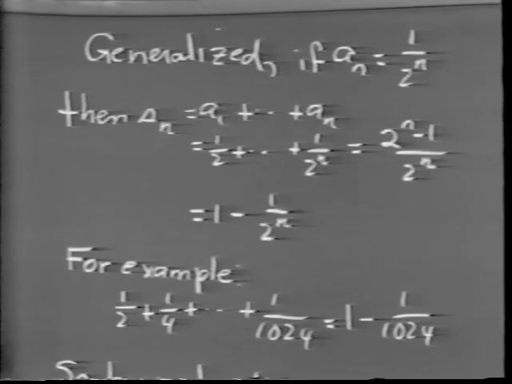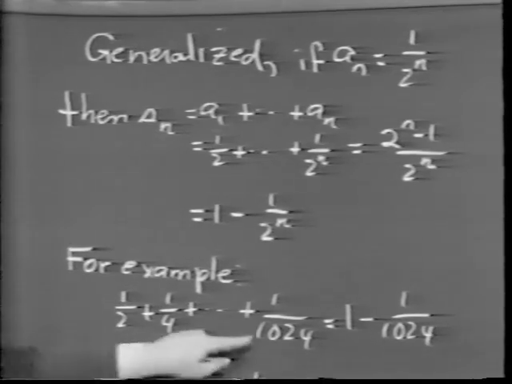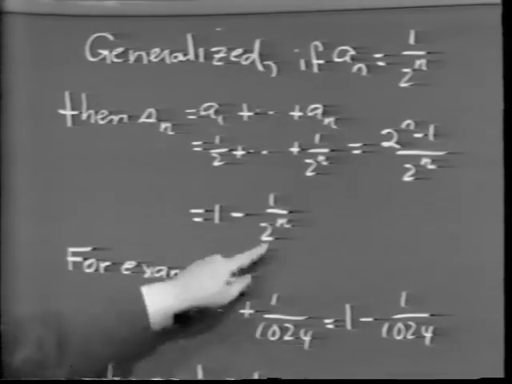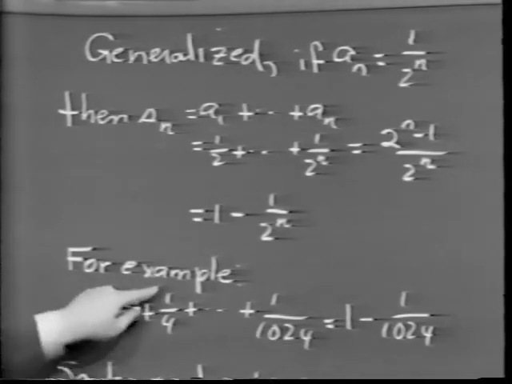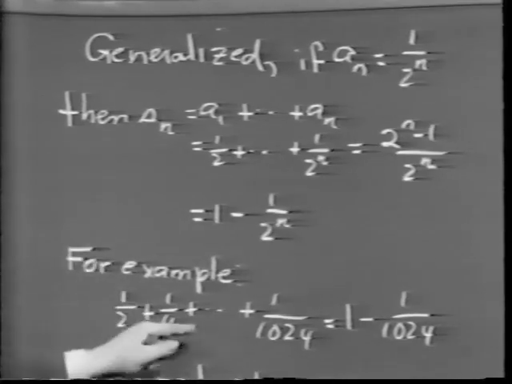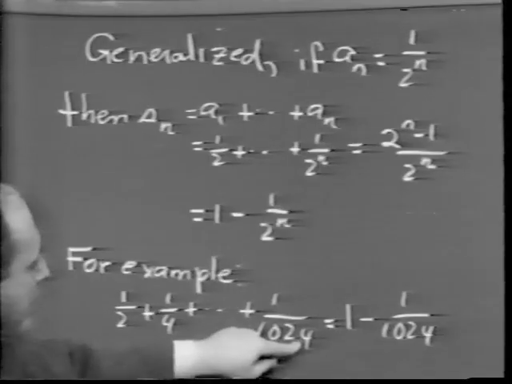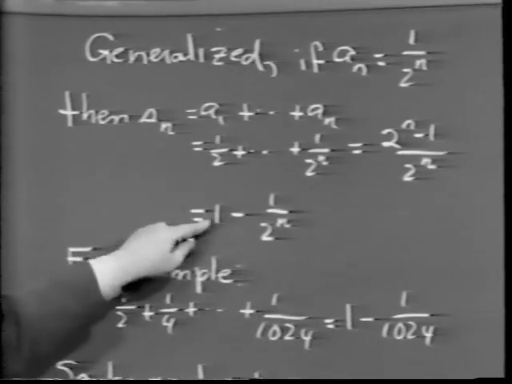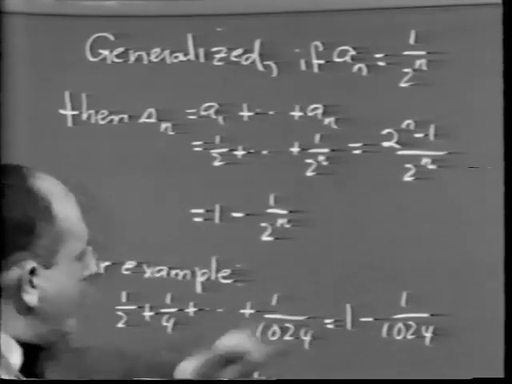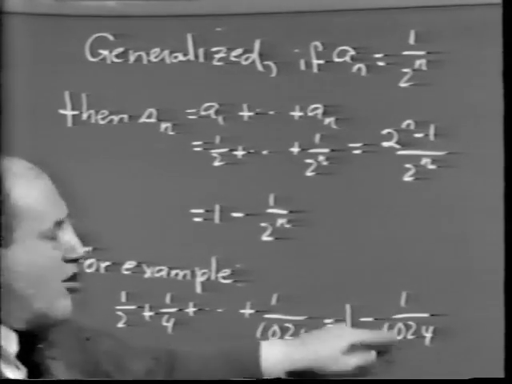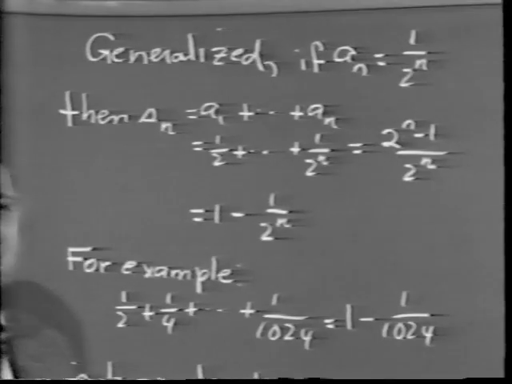For example, suppose we wanted to add up the 10 numbers. I say 10 numbers here. 2 to the 10th is 1,024. But according to this recipe, 1/2 plus 1/4 plus 1/8 plus 1/16 plus, etc., plus 1 over 1,024 would add up to be what? 1 minus 1 over 1,024. In other words, this would be 1,023 over 1,024, which seems to be pretty close to 1.